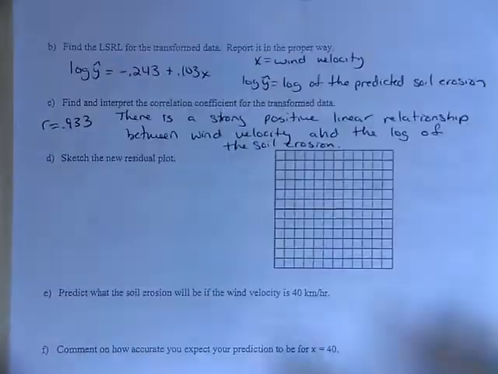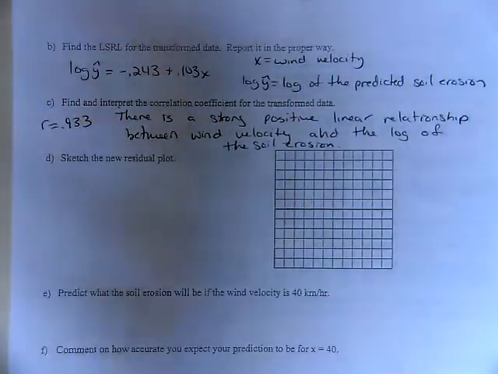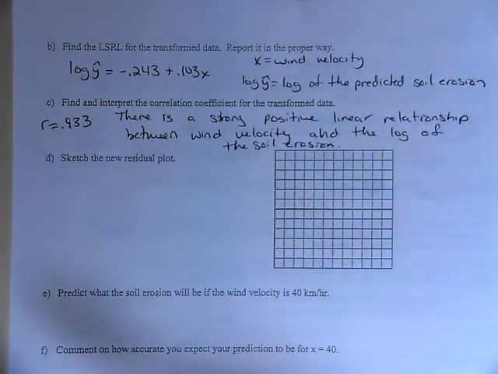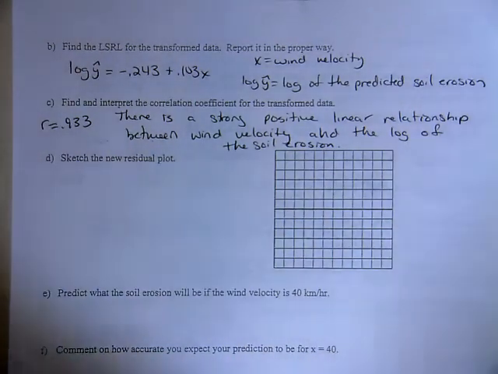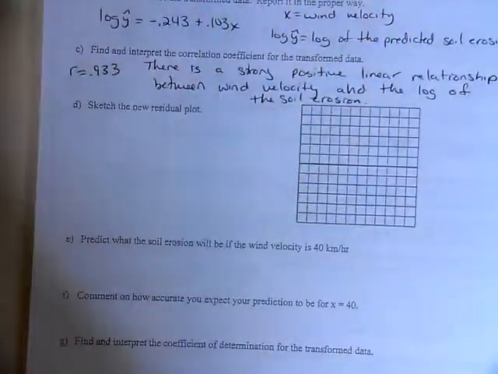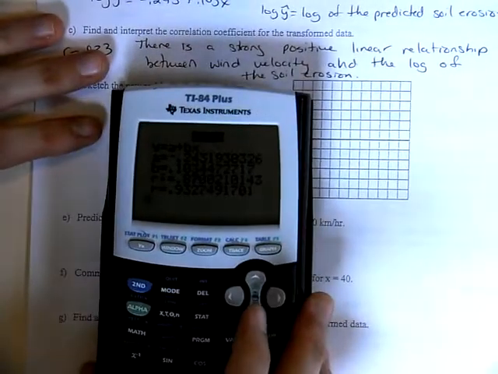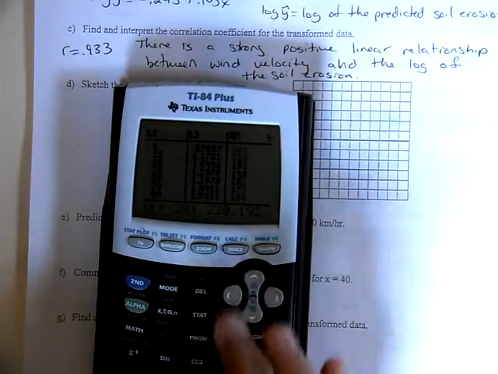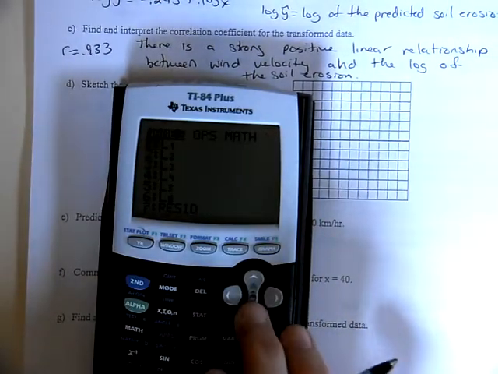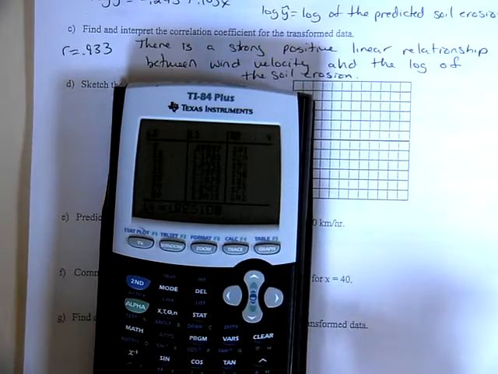So the good thing about this chapter is a lot of the stuff repeats. All we're doing in this section is stuff we've already done. We're just adding the log of. So sketch a new residual plot. We found our least squares regression line. Now you won't have to do this. So stat, when I go to list 4, second stat, hit residual.